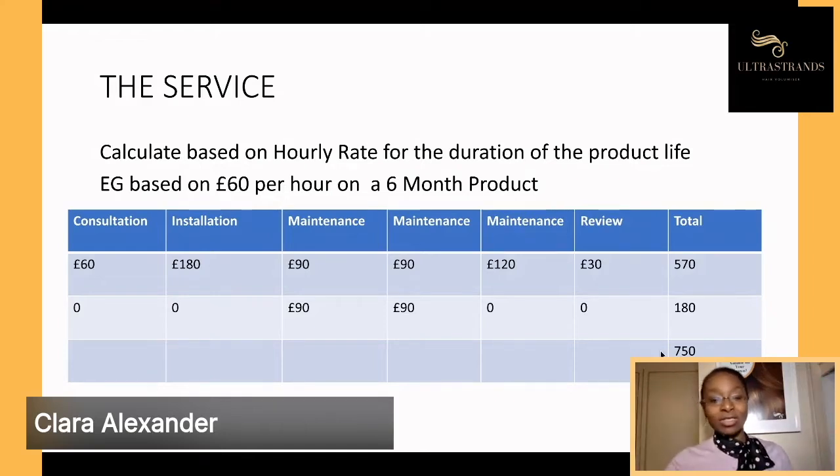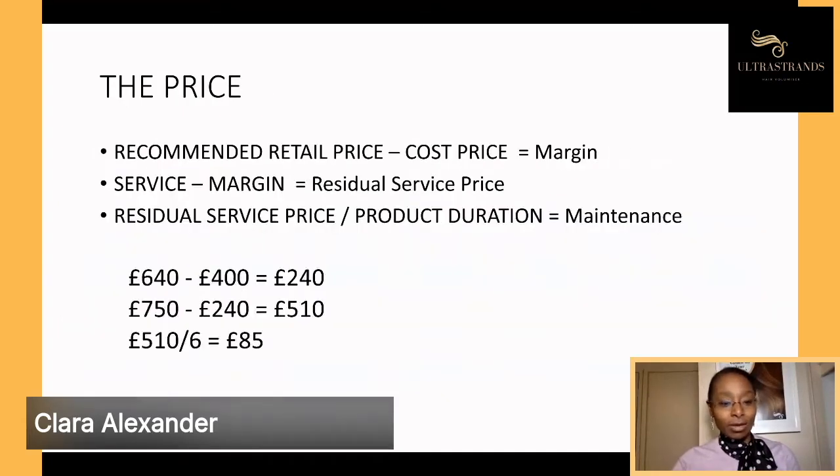So that's how I've come to the 750 price point. Okay, so now we've got the 750. How do we move from there?